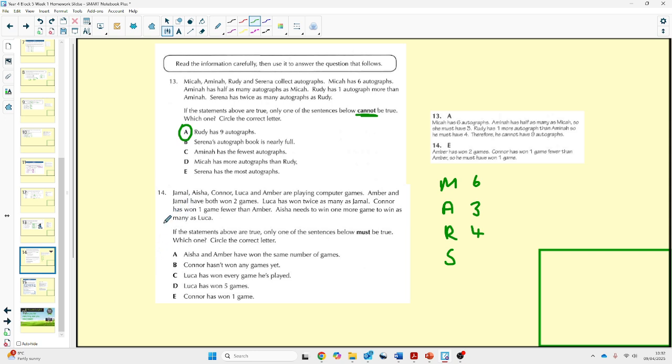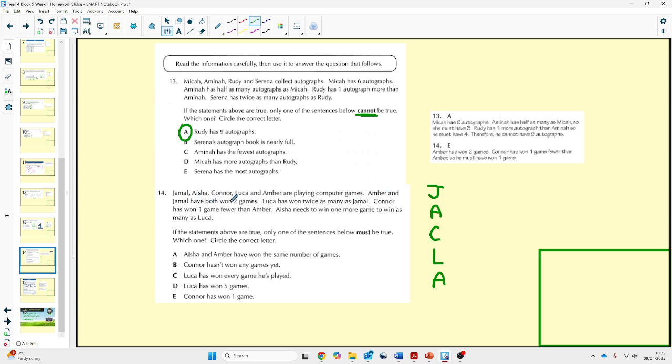And then moving on to the next question, we've got Jamal, Aisha, Connor, Luca and Amber are playing computer games. Amber and Jamal both won 2 games. Luca has won twice as many as Jamal. Connor has won 1 game fewer than Amber. Aisha needs to win 1 more game to win as many as Luca. Right, so again, what we're going to do here is we're going to create that little table. We're going to do it as a tally chart this time. So we've got Jamal, Aisha, Connor, Luca and Amber.